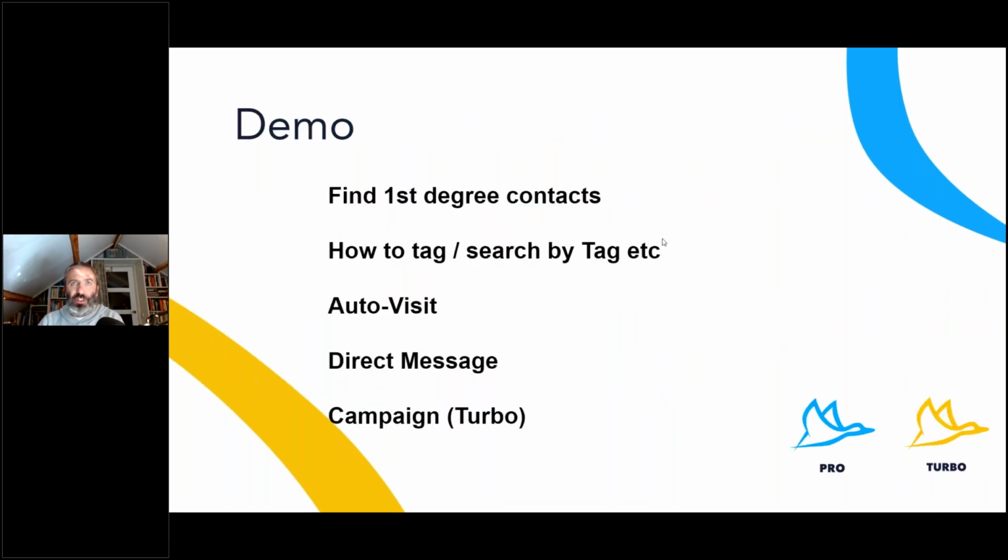How do we find our first degree contacts? How do we search and tag, etc., etc.? How to auto visit, how to direct message, and how to enroll into a campaign.